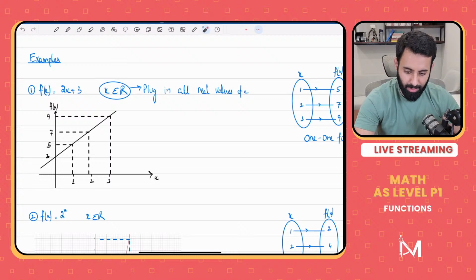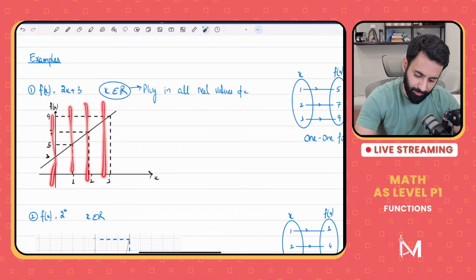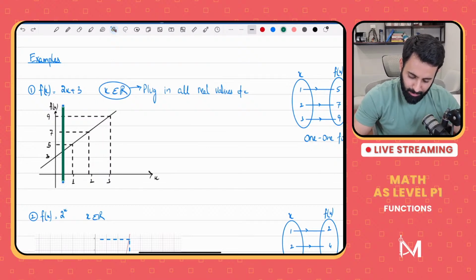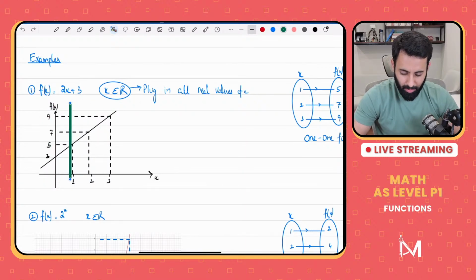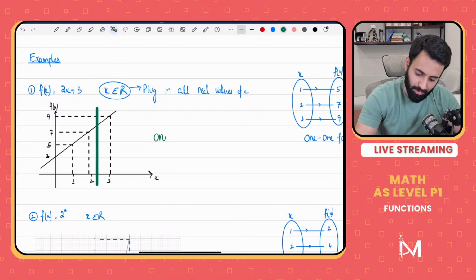If I apply the vertical line test here, that means I can literally draw a vertical line anywhere I want. Think of it this way: imagine that you have a vertical line here, and you slide it around. Doesn't matter where I draw it, it will always cut it at 1 point. Therefore, it's a function.